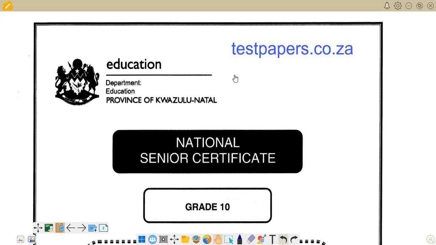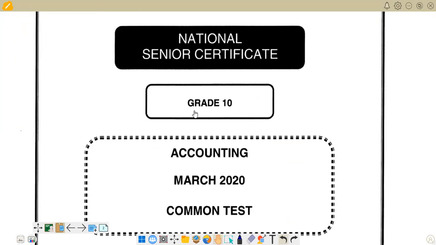We're still working on a question paper from KwaZulu Natal. This is a Grade 10 question paper that we have here. If you go down the question paper, you see that this is for Accounting March 2020, and it's a common test. Very important. For those who want to download it, you can just use these specifics that we are on the front page here to look for it.